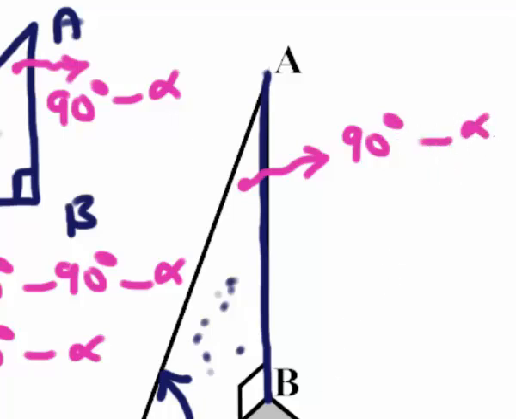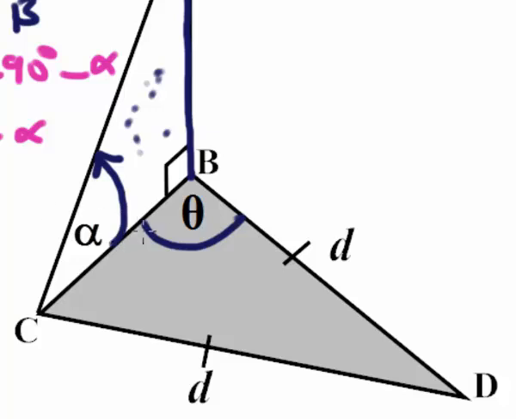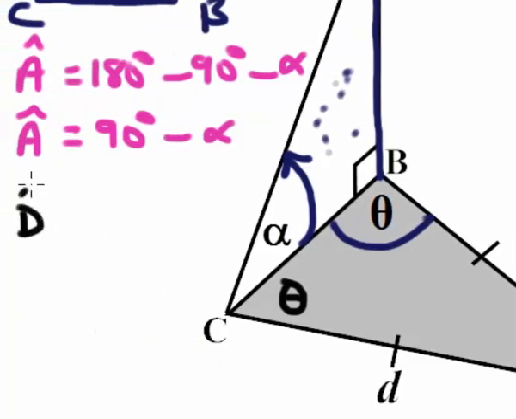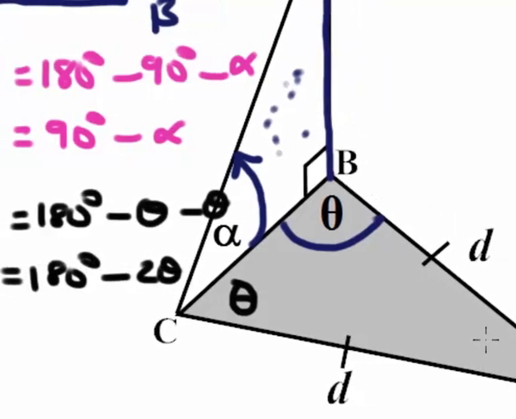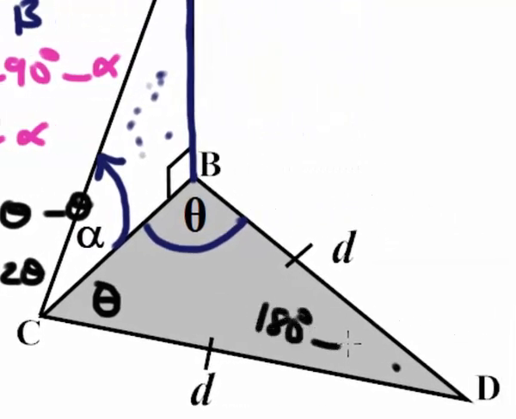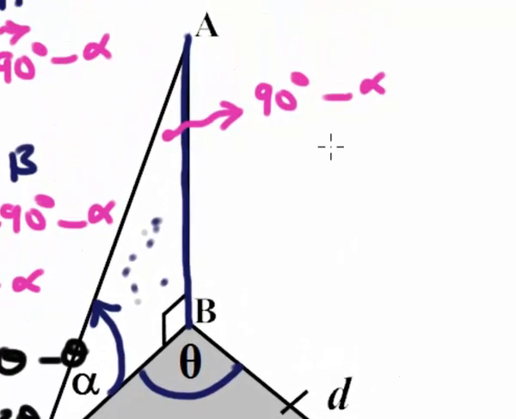Now, what else do we know? If you think about it carefully, these two sides are equal in the bottom triangle, so this here must be theta as well, because that's an isosceles triangle. These are the same. So what would angle D be? Angle D is equal to the 180 degrees for the whole triangle, subtract the two thetas. So angle D would be 180 degrees minus 2 theta. So in here we've got 180 degrees minus 2 theta, and that one is 90 minus alpha.